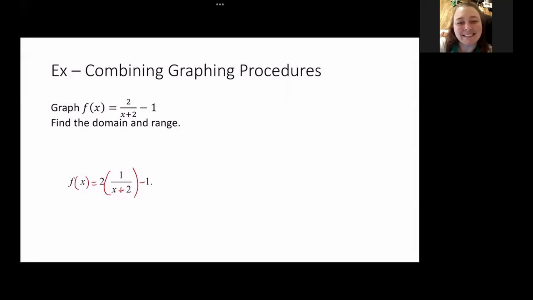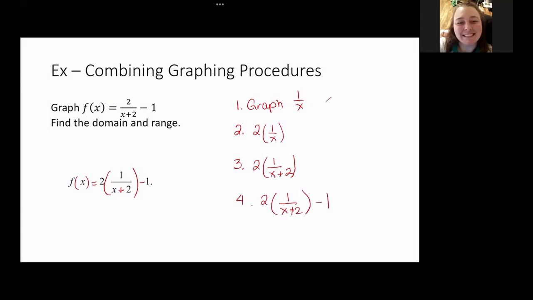So first, I'm going to graph 1 over x. Then step 2, I'm going to multiply by 2, so I'm going to do 2 times 1 over x. Step 3, I'm going to add that 2 back in. And then finally, I'm going to subtract the 1. So I'm going to make 1, 2, 3, 4 graphs. Okay, step by step, baby steps. Let's go for it.